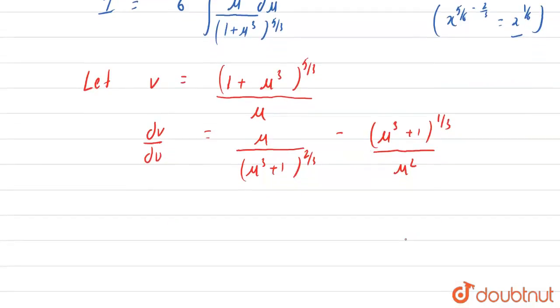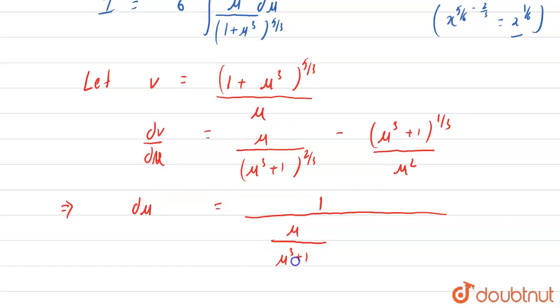Now you can see that we can also write it, this is by the way our u. So you can also see that our du becomes 1/y. If we write it in the denominator, then this becomes u divided by (u cube plus 1) power 2/3 minus (u cube plus 1) power 1/3, and divided by u dv. So this is our du.